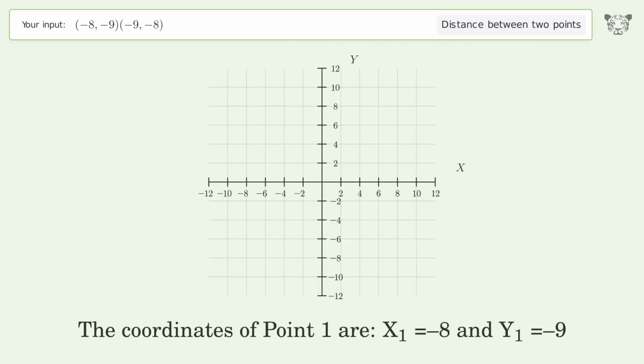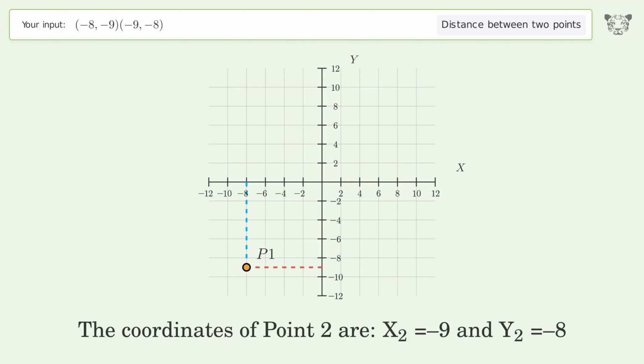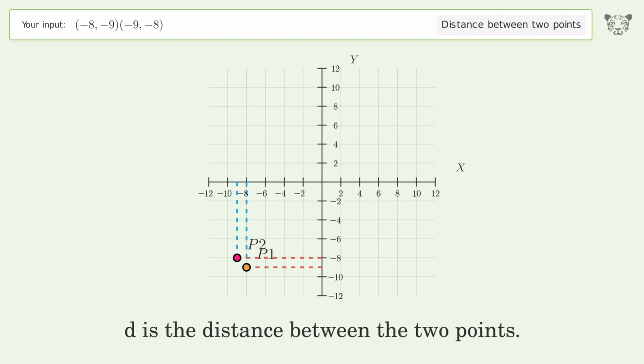The coordinates of point 1 are, x1 equals -8 and y1 equals -9. The coordinates of point 2 are, x2 equals -9 and y2 equals -8. D is the distance between the 2 points.